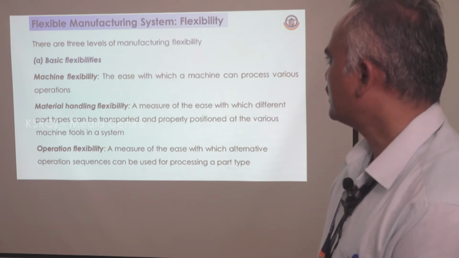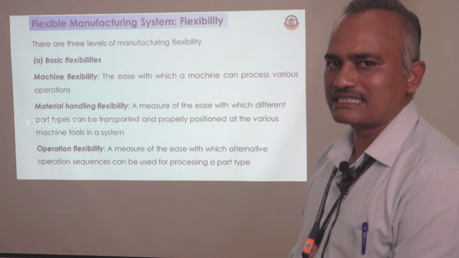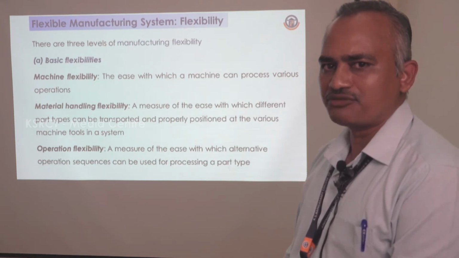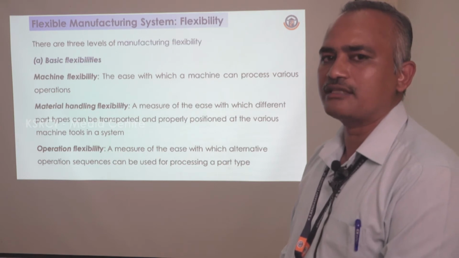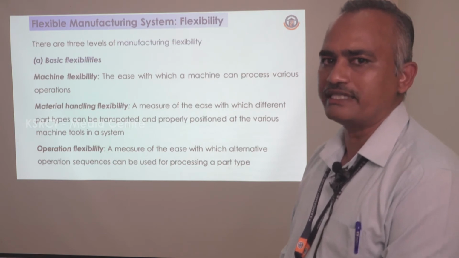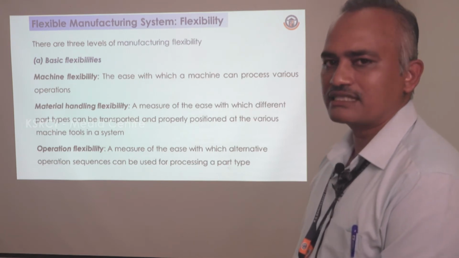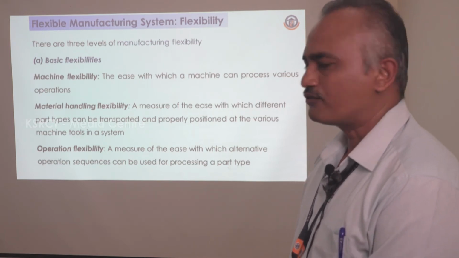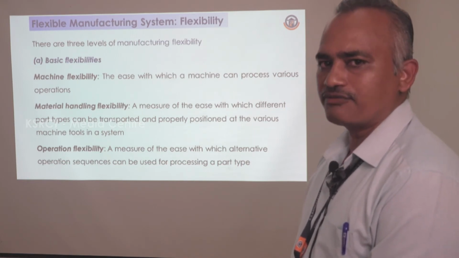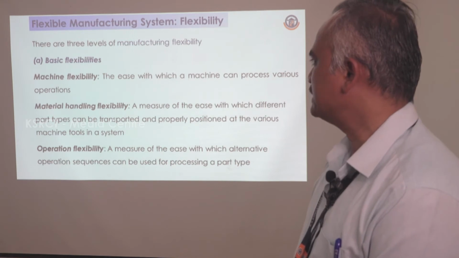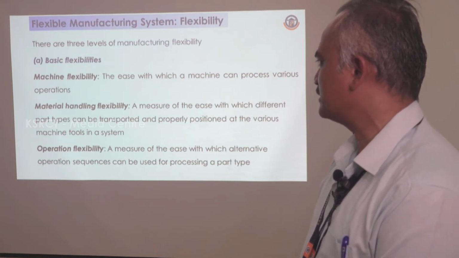Next is flexibility. As the name itself says, flexibility means that depending on the requirement we can accommodate changes. There are three different kinds of flexibility in manufacturing. The first one is basic flexibility. In basic flexibility we have machine flexibility, material handling flexibility, and operation flexibility.